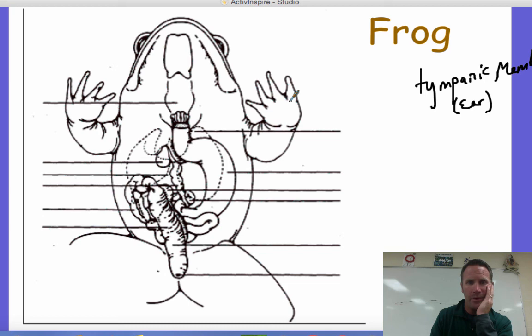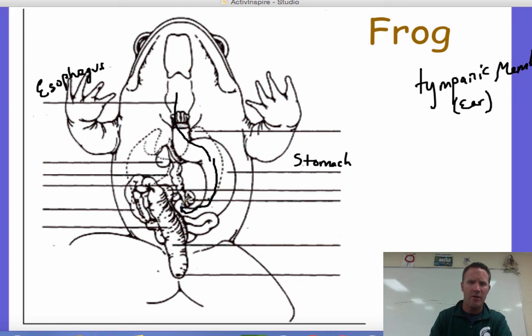So internally, the frog was pretty cool. We looked inside the frog. We found that it had an esophagus where the food goes down. It's going to go into the stomach right here, and it's going to go down. It's going to go into the small intestine and then into the large intestine. Here's the small intestine, and here's the large intestine right here. Any of these 3 could be called the large intestine.